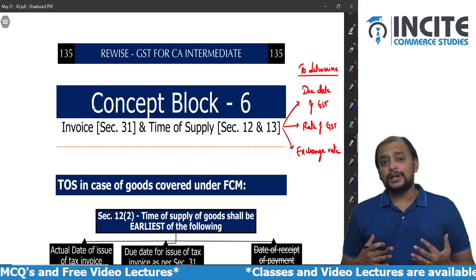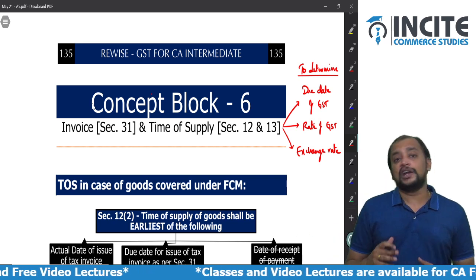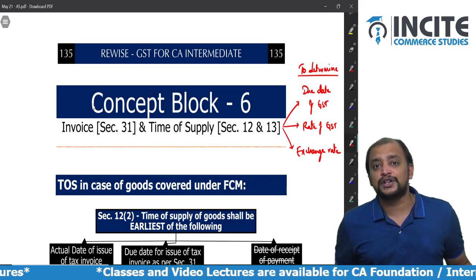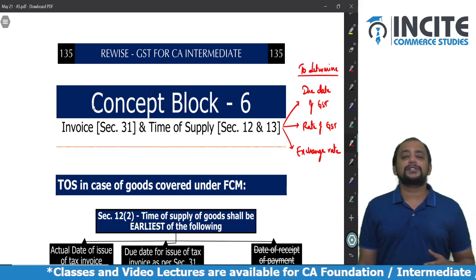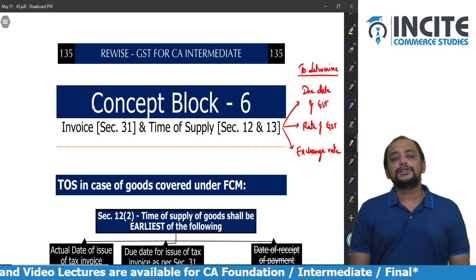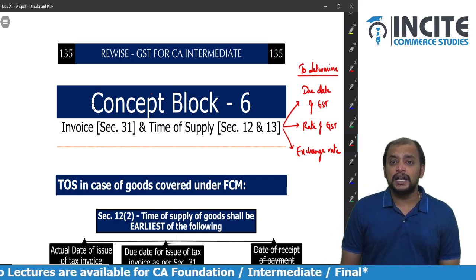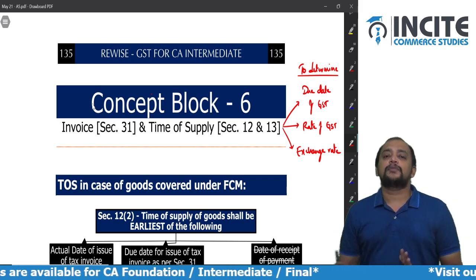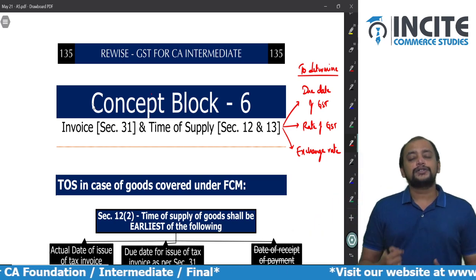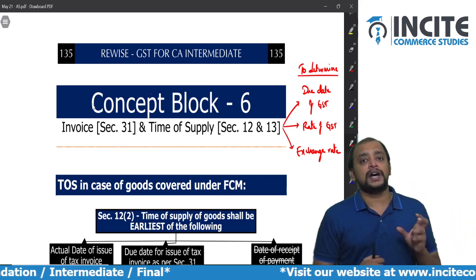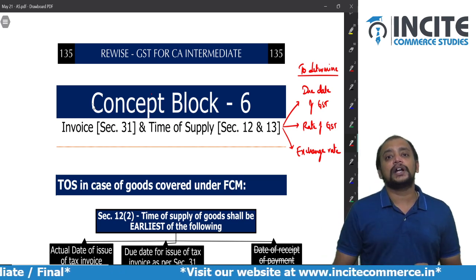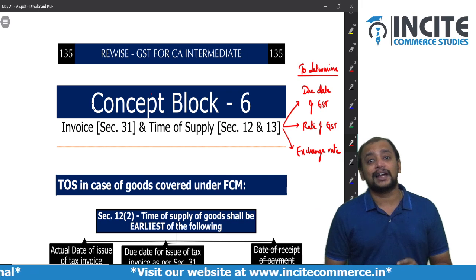Now this time of supply in turn depends upon the invoice. If for a transaction I need to arrive at the time of supply, first I need to arrive at the invoice. The provisions related to the due date of invoice are given under section 31. What we are going to see is the due date of invoice, because the time of supply is sometimes the due date of invoice or the actual date of invoice, whichever is earlier. So we need to arrive at the due date of invoice, and then it will be easy for us to determine the time of supply. That due date of invoice is given under section 31.